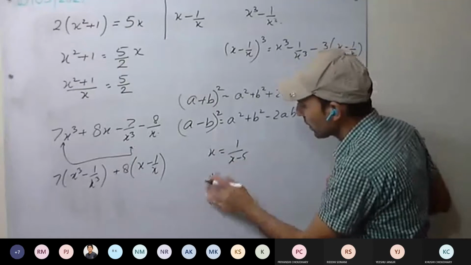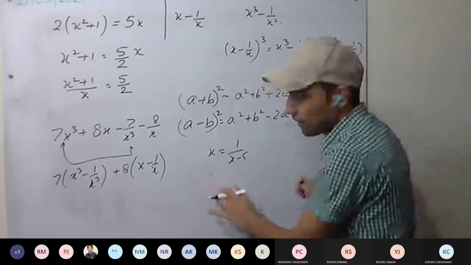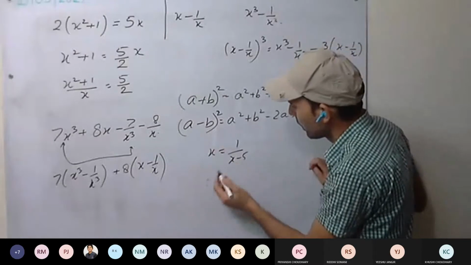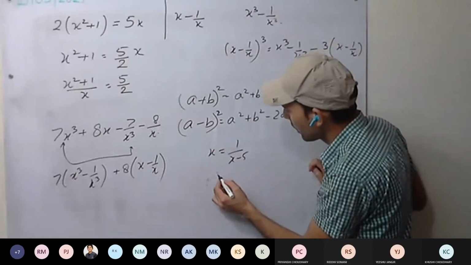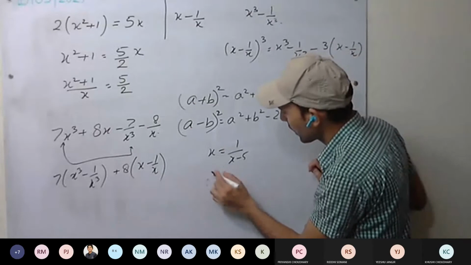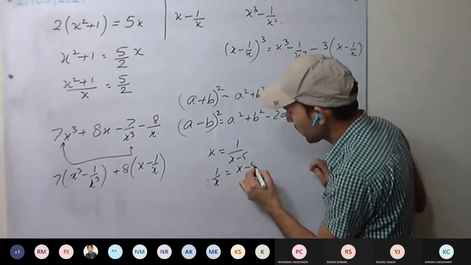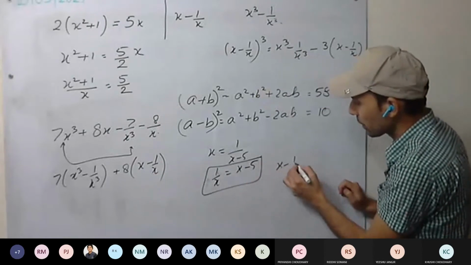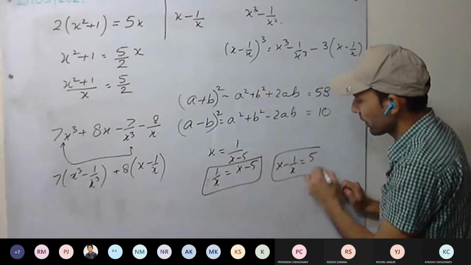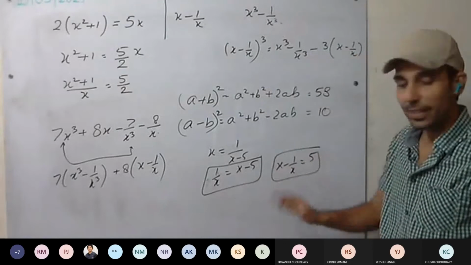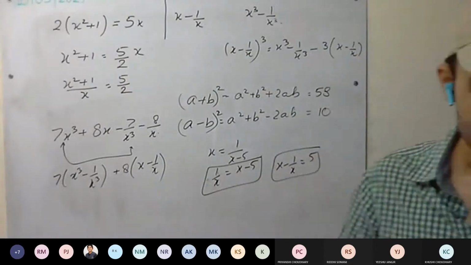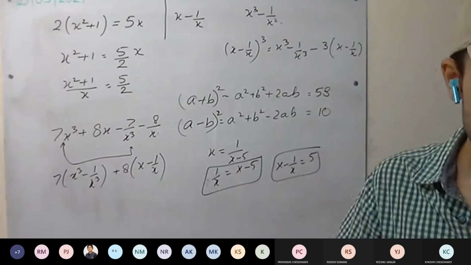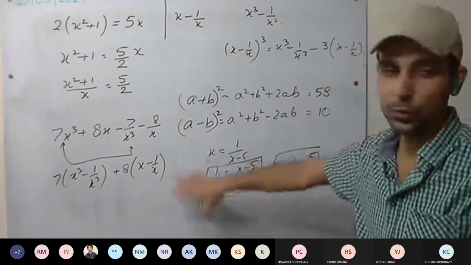Take the reciprocal. It is x. Okay, 1 upon x equal to x minus 5. So we can write it as x minus 1 upon x equal to 5. Yes or no? Try these questions, 9th and 10th, up to 10th. They are very easy. We'll see them in class if you don't get it.